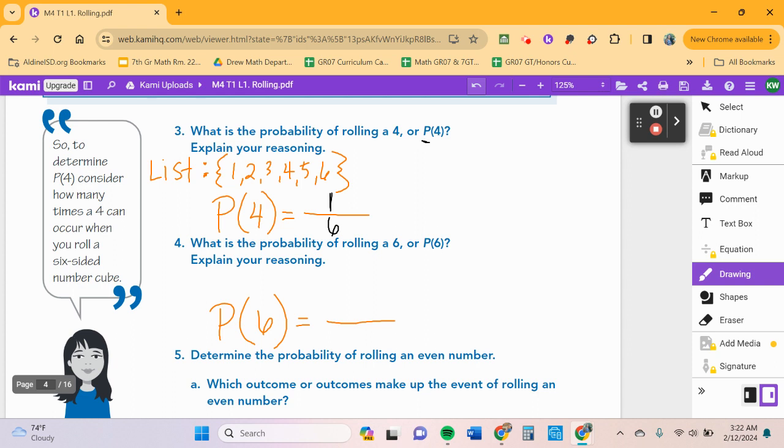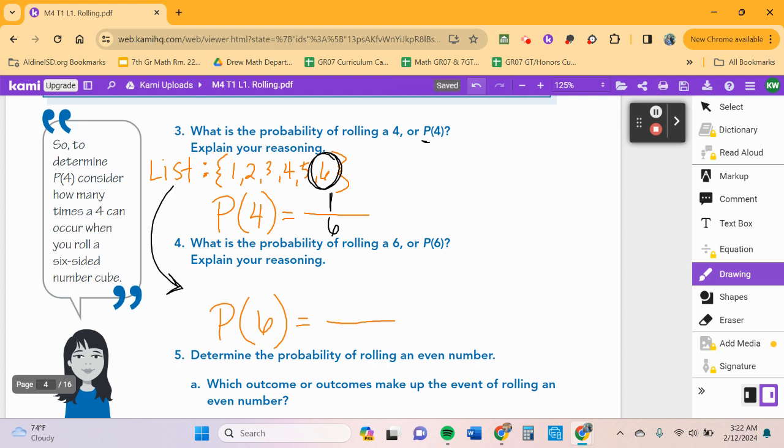Okay, so now we figured out the probability of rolling a 4. Well, number 4 says, what is the probability of rolling a 6? Now, I could write the sample space again, but I'm just going to use the same sample space and pretend that I wrote it there. You can do the same, but I'm going to identify where my 6's are. Bam, found it. There is only 1 6.